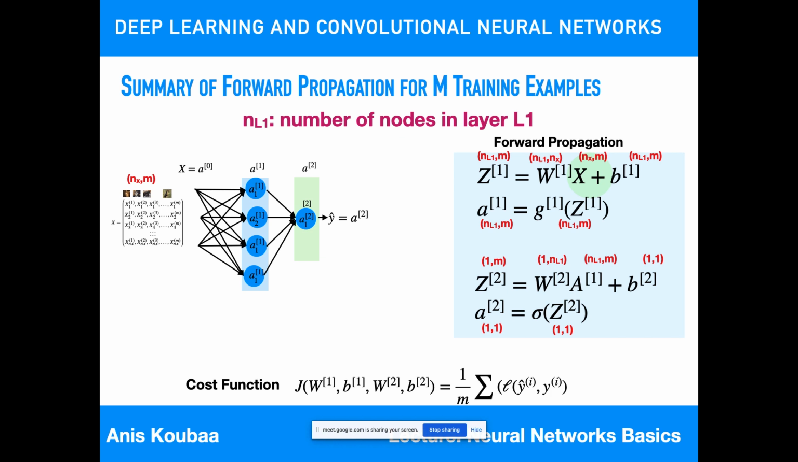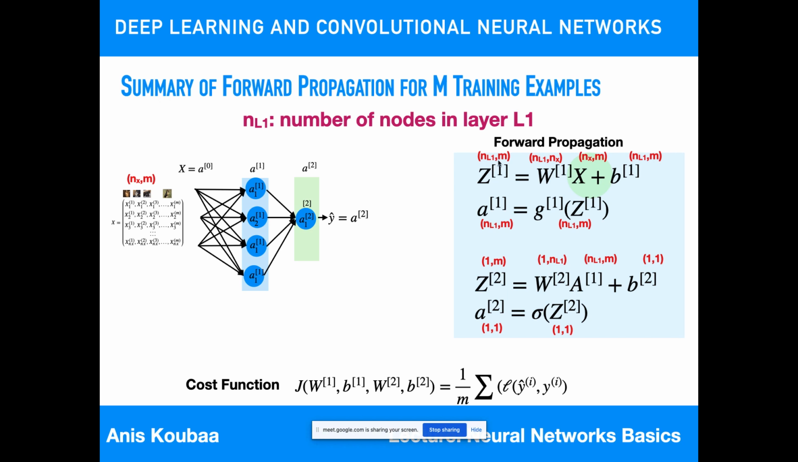Okay, now let's try to work out the shapes again in a more general way. Let's consider that in every layer L we have NL elements. For example, in layer 1, we have NL1 elements. So in this case, the shape can be the following. Of course, X will be nx by M, because nx is the number of pixels and M the number of training examples. And W1 will have NL1, the number of nodes in layer 1, multiplied by nx. So making the dot product, this will result in NL1 by M.